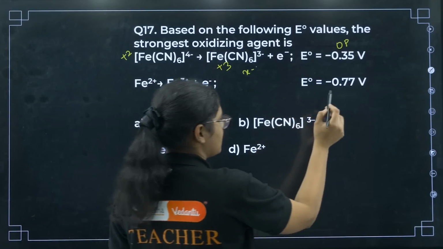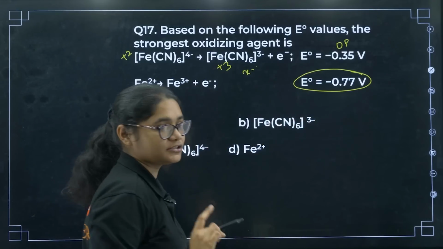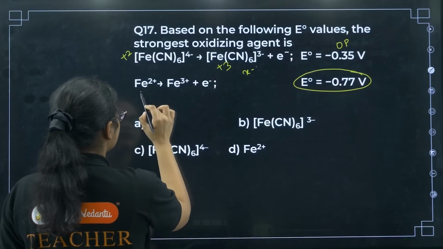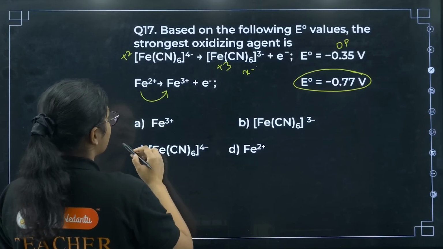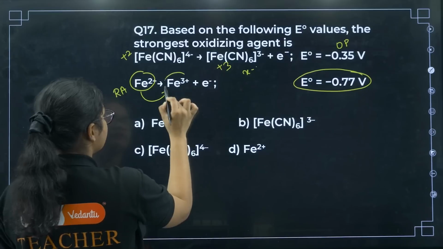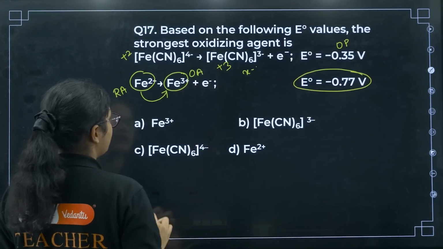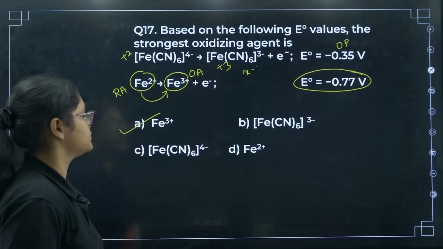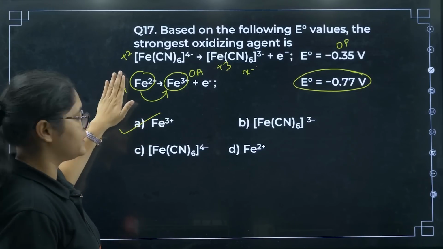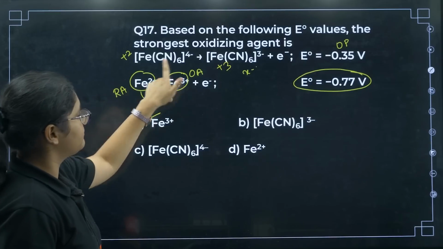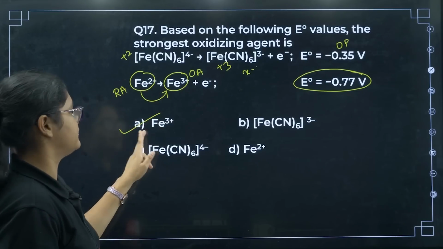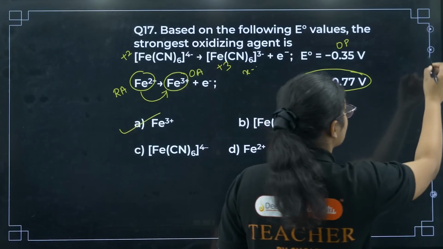So if I check this one, this is the one where oxidation potential is lower, right? So now you can see that Fe2 plus to Fe3 plus is behaving as a what? Fe2 plus will behave as a reducing agent and Fe3 plus will behave as an oxidizing agent. The correct answer here will be option number A. See, Fe2 plus is undergoing oxidation, so it will behave as a reducing agent. Fe3 plus will undergo what? Reduction, so it will behave as an oxidizing agent, so that is why option number A here.